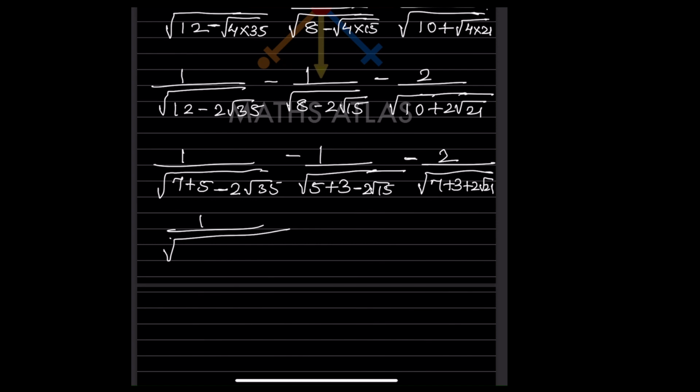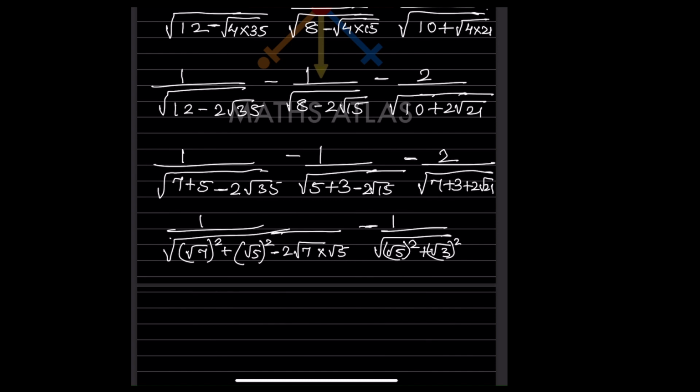So now what we can do here, for this 7 we can write as root of 7 square plus root of 5 square minus 2 root of 7 into root of 5. So now look at here why it is. Now again for this one, 1 divided by root of 5 square plus root of 3 square minus 2 root of 5 into root of 3.